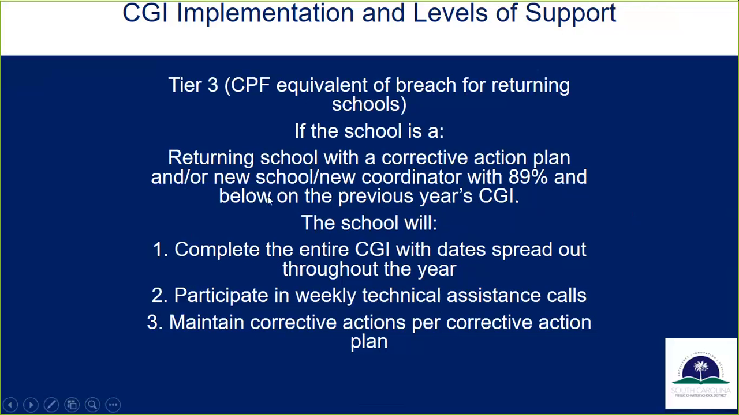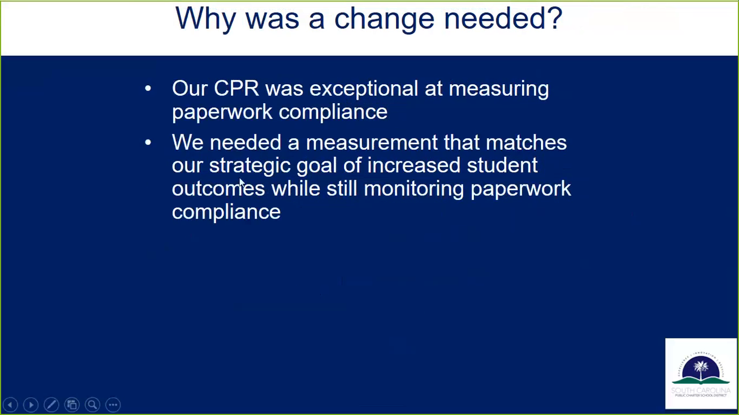So what I'd like to do at this point is talk about why our change was needed. We talked a little bit about this last fall if you were with us. If you weren't, we had that 25-item CPR, and that was really great at measuring our paperwork compliance, but we needed something that matched our strategic goal of increased student outcomes while still monitoring paperwork compliance, because we know that's really important, especially with an upcoming audit. So we developed this tool to match those strategic goals and make sure that we're shifting our focus, not necessarily away from paperwork compliance, but including student outcomes as well.